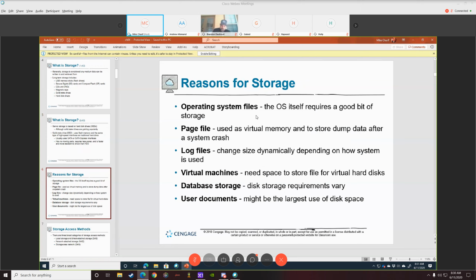Of course, you have database storage. The storage requirements vary. How are you going to determine how much storage you need for the database? Can you pre-estimate it? What do y'all think? First of all, what's a database? Consists of what? What makes a database a database?